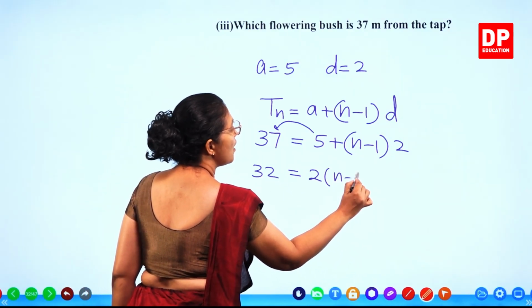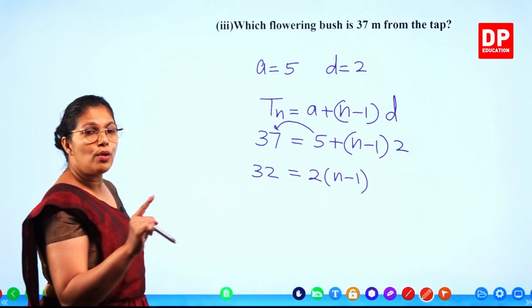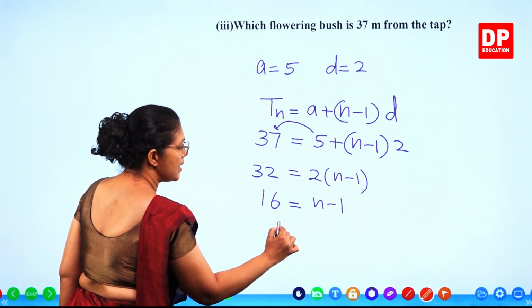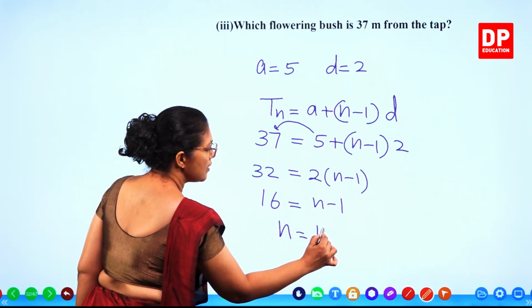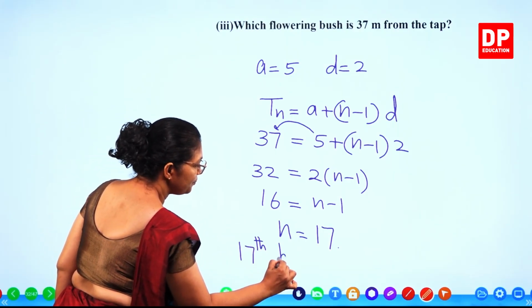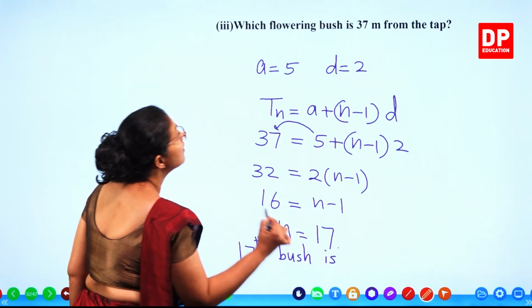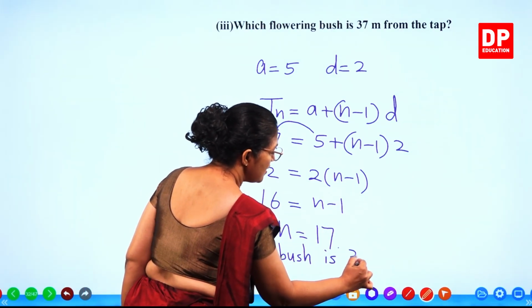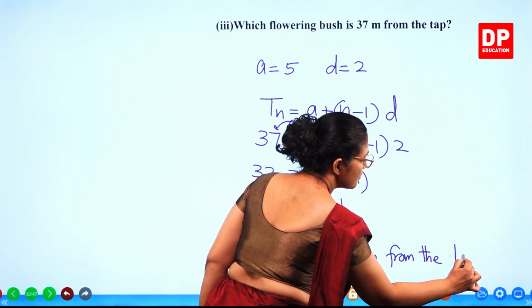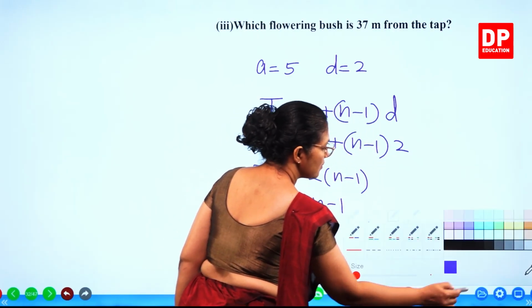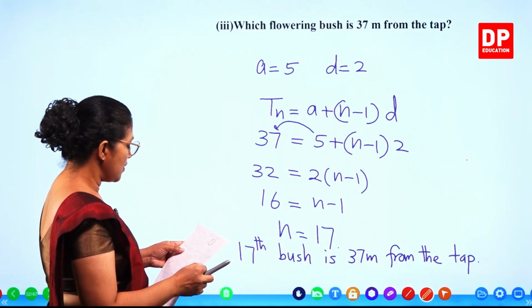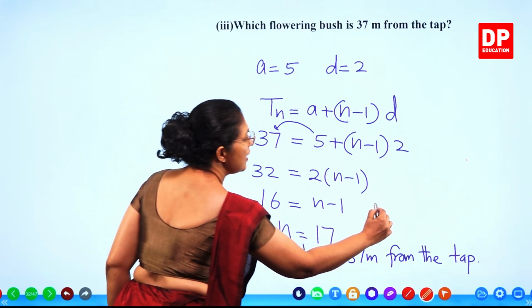2 times (n minus 1). Without expanding, you can divide the whole equation by 2. So 16 becomes n minus 1. So n is equal to 16 plus 1, that's 17. So that means the 17th bush is 37 meters from the tap. So how many marks for this part? You are getting 2 marks for finding n.